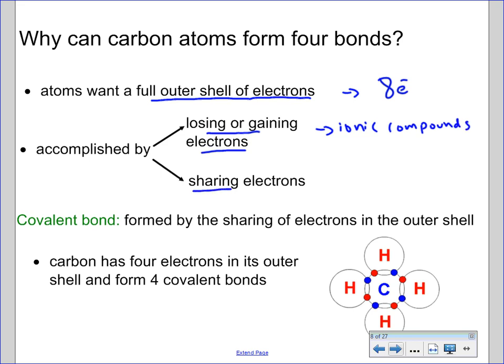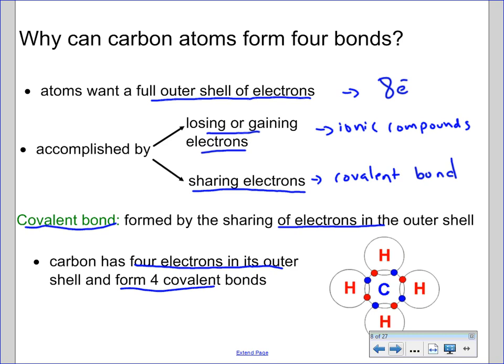Or they can gain electrons by sharing electrons with other atoms, and this is how a covalent bond is formed. So carbon doesn't lose or gain electrons in this case, but it will create covalent bonds by sharing electrons in its outer shell with other atoms. So carbon has 4 electrons in that outer shell and can thus form 4 covalent bonds.